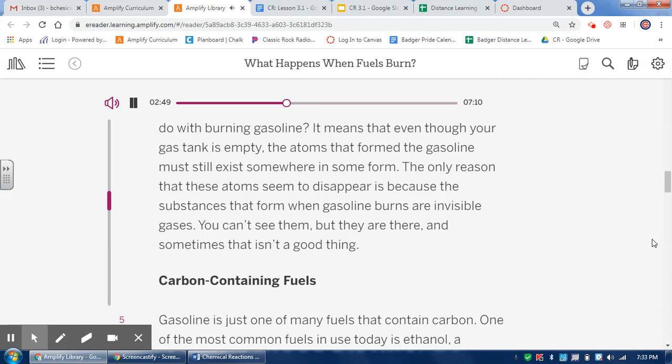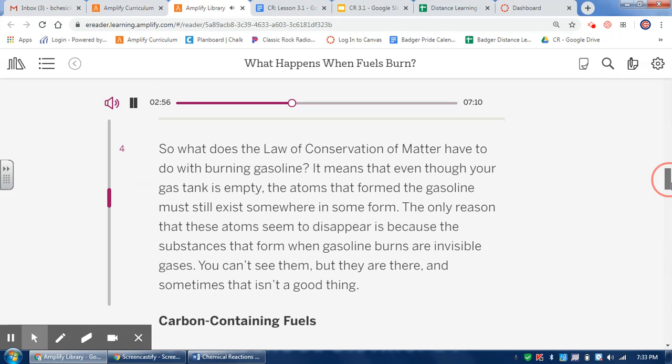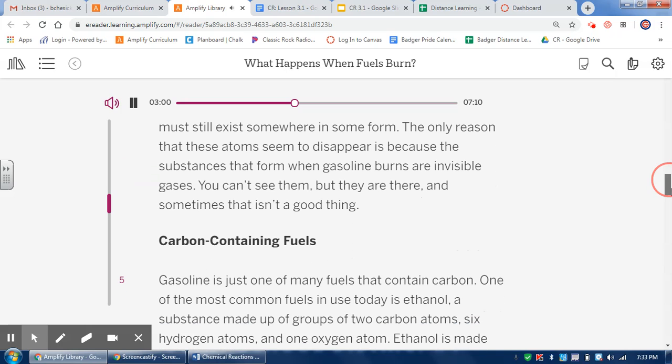So what does the law of conservation of matter have to do with burning gasoline? It means that even though your gas tank is empty, the atoms that form the gasoline must still exist somewhere in some form. The only reason that these atoms seem to disappear is because the substances that form when gasoline burns are invisible gases. You can't see them, but they are there, and sometimes that isn't a good thing.